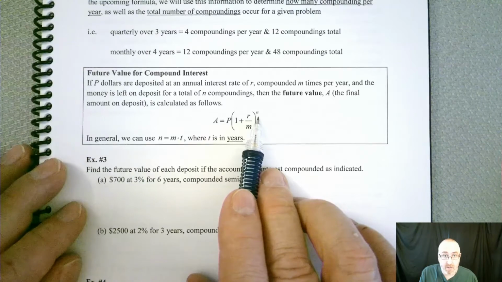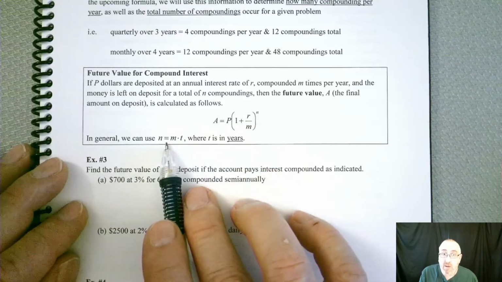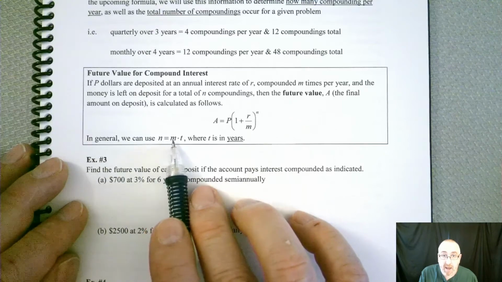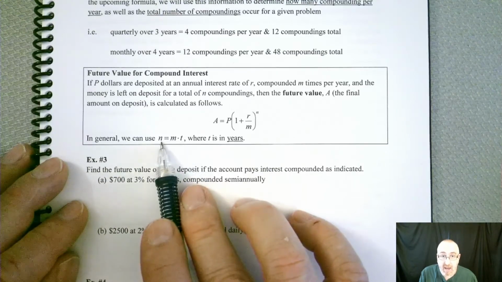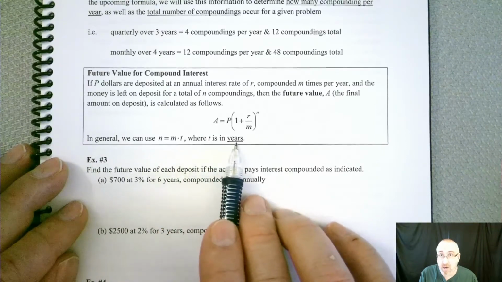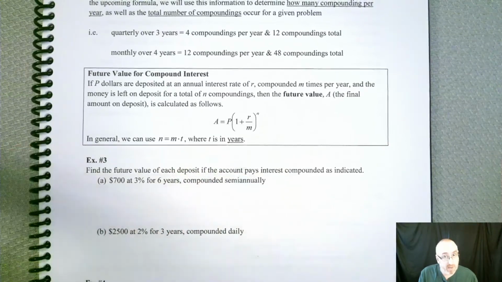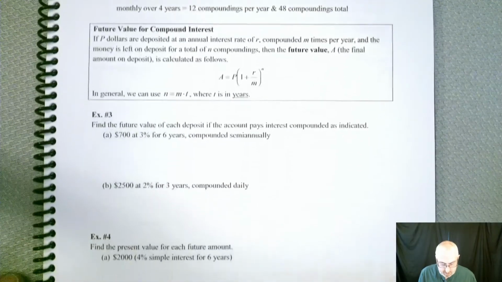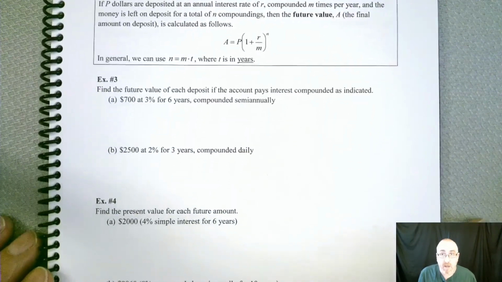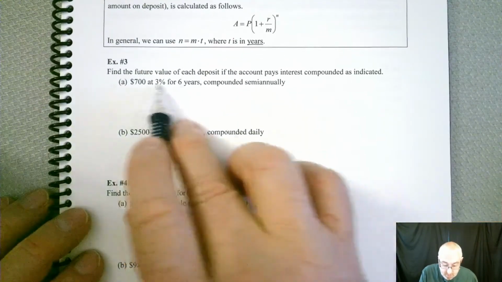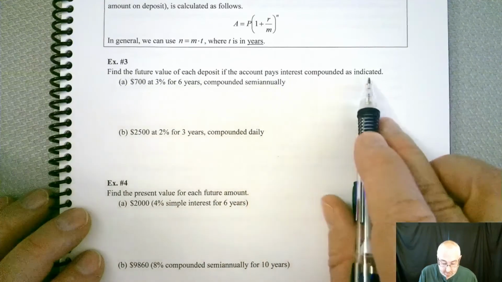Oh boy. Now, we can make life a little easier for us if we multiply M times T to get N. But the only condition, remember, is that T's got to be in years. So we got to be careful when it's not. All right, let's try a couple of problems here, and then we'll see how it goes. All right, so find the future value for each deposit.